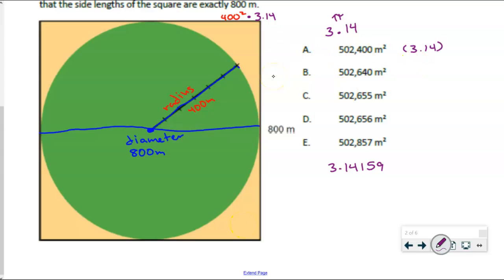A is accurate. But what if we use something that's a little bit more precise, like 3.14159? What do we get when we make it a little bit more precise? 3.14159. Do we get A again? What do we get? Who has actually done that calculation? Okay, great. Let's go, Gideon.